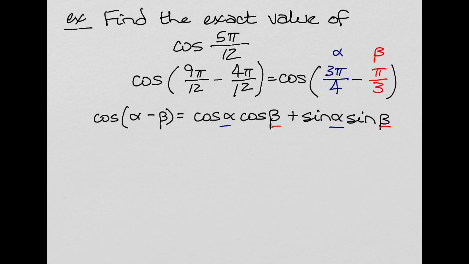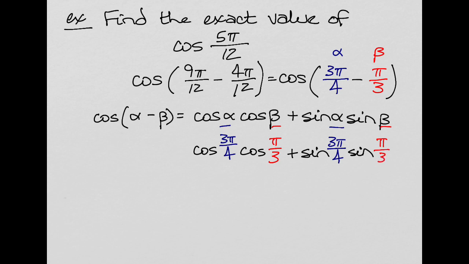I'm going to have cosine, cosine, sine, sine, with plus in between, and we're going to fill in the blanks. Cosine of alpha. Alpha is 3 pi over 4. Sine of alpha is right here, 3 pi over 4. And then cosine of beta. Beta is pi over 3. Sine of beta. Beta is still pi over 3.